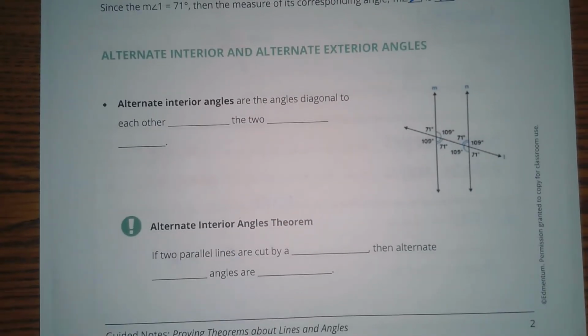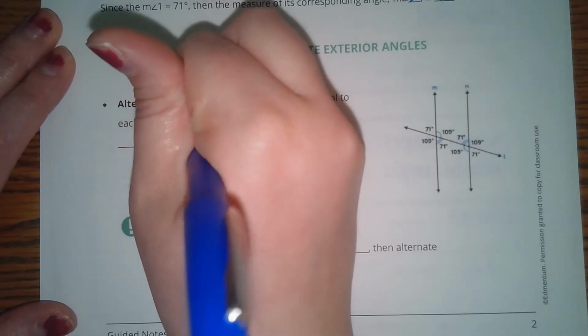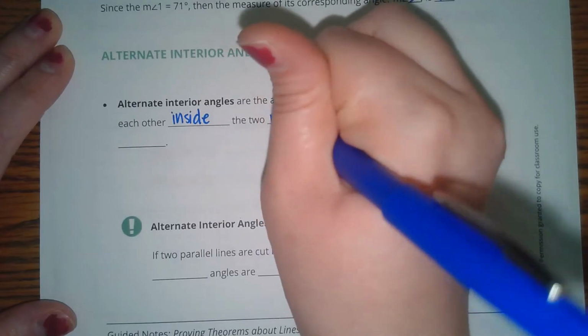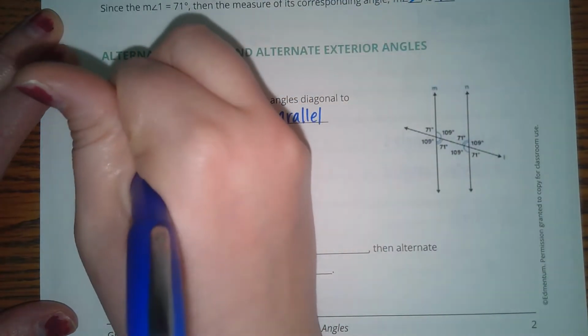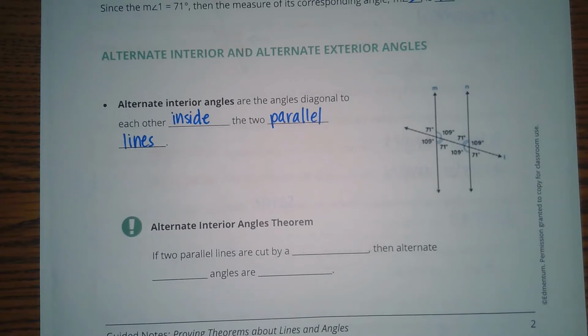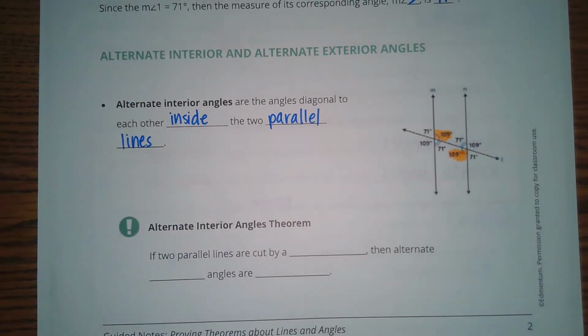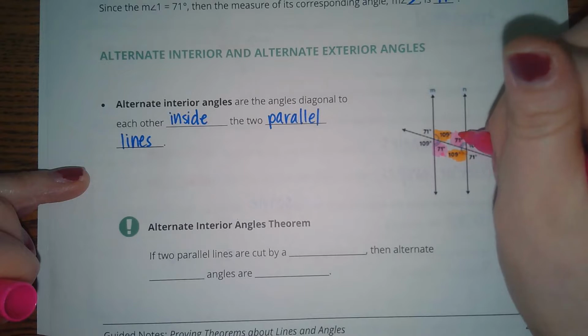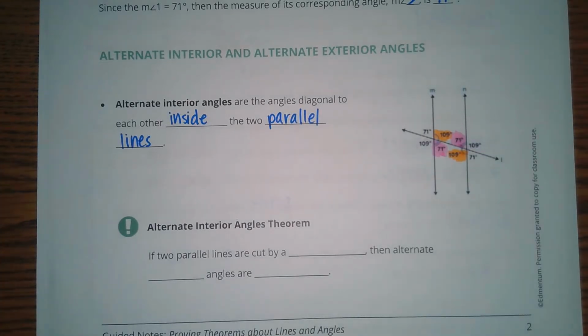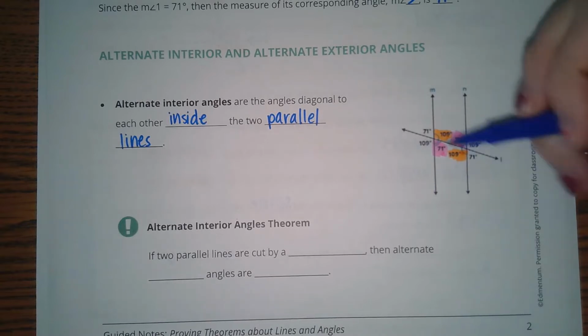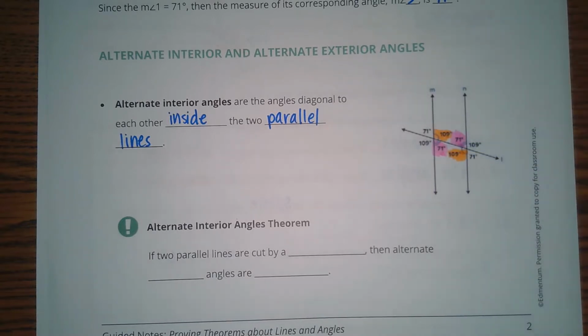Now let's look at alternate interior and exterior angles. My alternate interior angles are the angles diagonal to each other inside the two parallel lines. In my picture here, remember that they're going to be inside, so I'm just looking at these four angles inside. That's going to be this angle 109 and this one. Those are my alternate interior angles. And I have this other little group, my 71 degrees. Those are my alternate interior angles. They're inside my parallel lines, and alternate means that they're opposite. So you can see that they're opposite of one another inside those parallel lines.